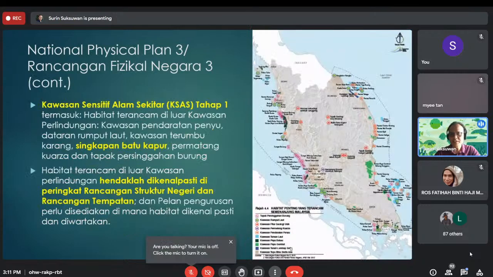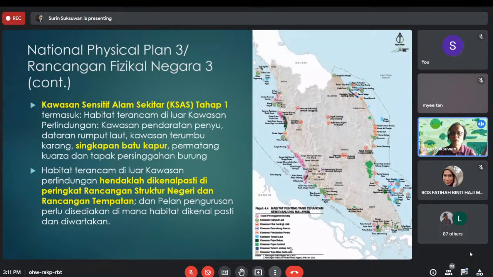This is pretty much the same information, but captured in map form. So there are some very nice maps in the National Physical Plan. I do recommend that you look at it. You can learn a lot from there. So you can see that the priority limestone hills are mapped within the plan.